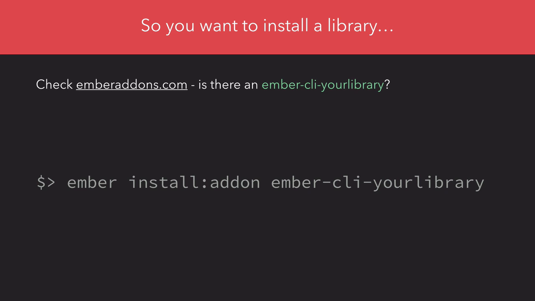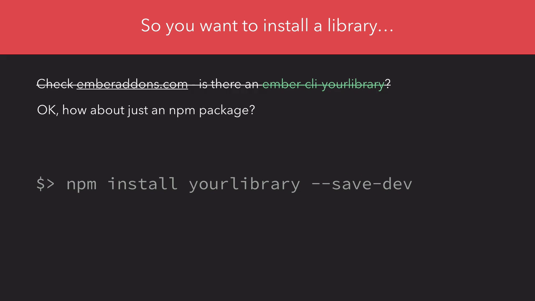If there is, it's really easy to install it. ember install add-on, name of the add-on, bam, you're done. Job's done. There's no Ember add-on? Okay. Well, hopefully there's going to be an NPM package. Most modern things have an NPM package somewhere, and you can install that really easily. npm install, whatever the library's called. Don't forget the --save-dev.